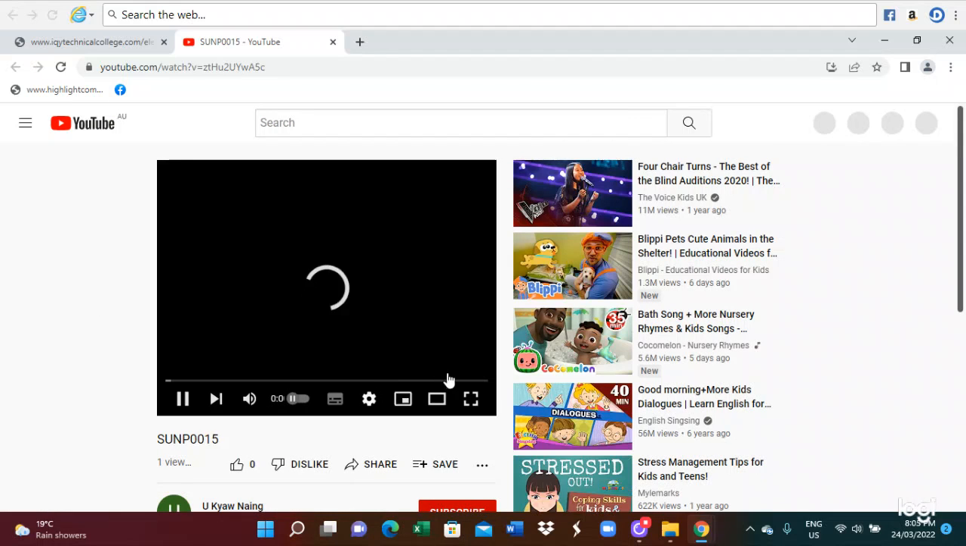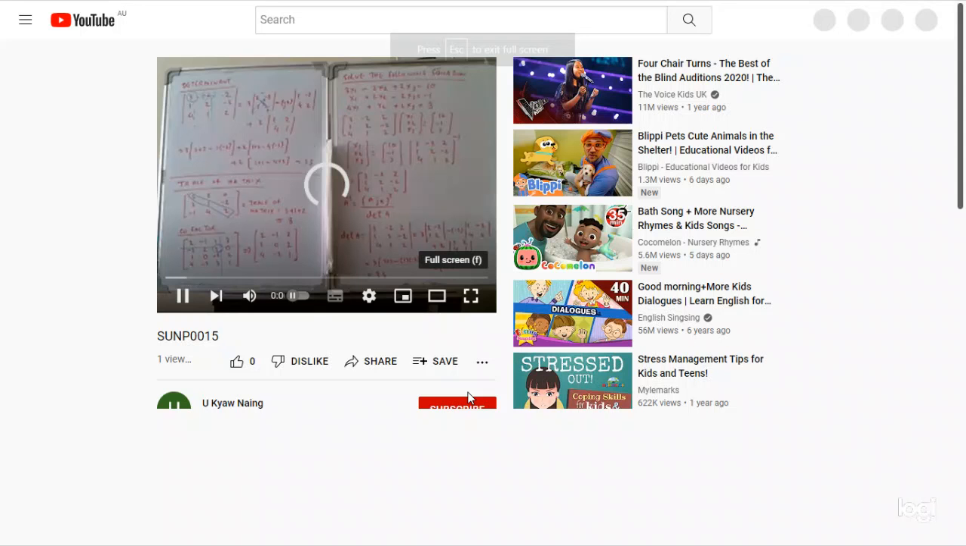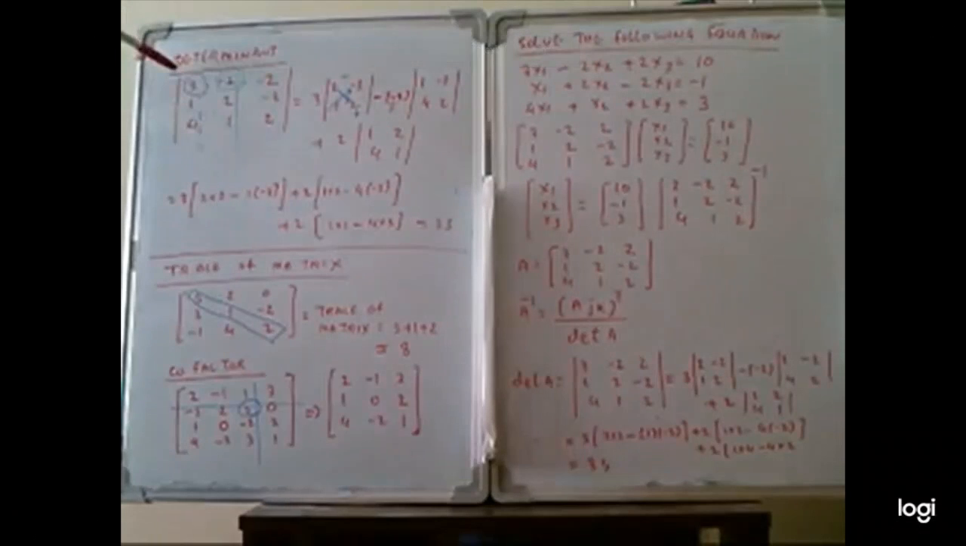We can also find the determinant of the matrix. So the matrix is minus 3, minus 2, 1, 2, minus 3, 4, 1, 2, the matrix.